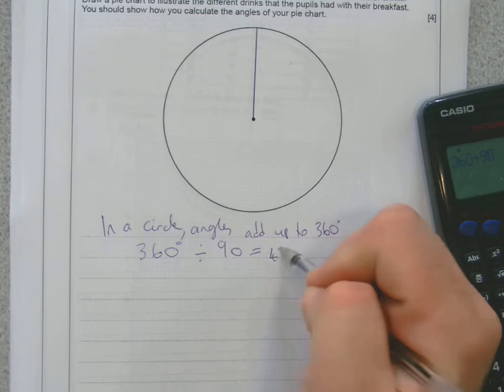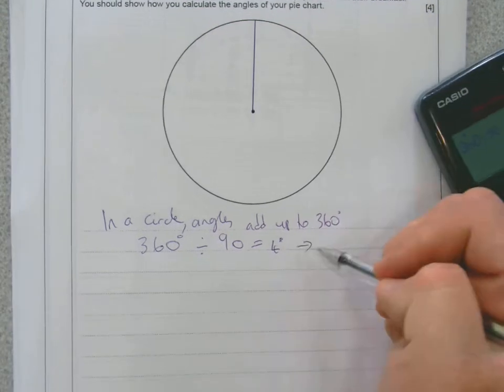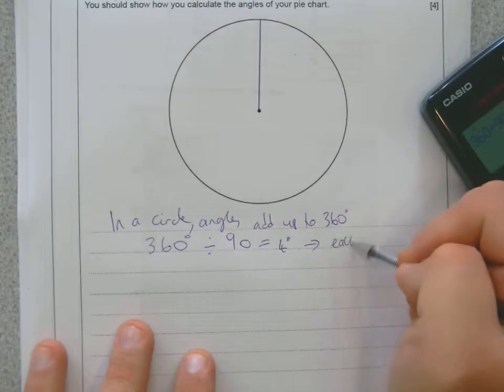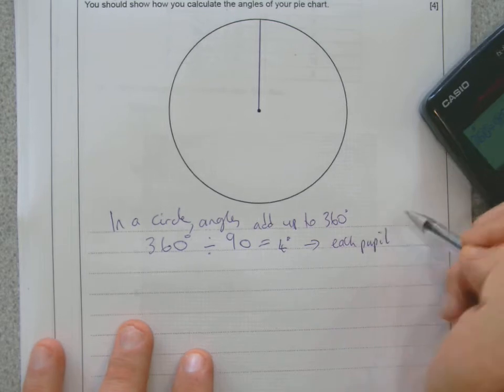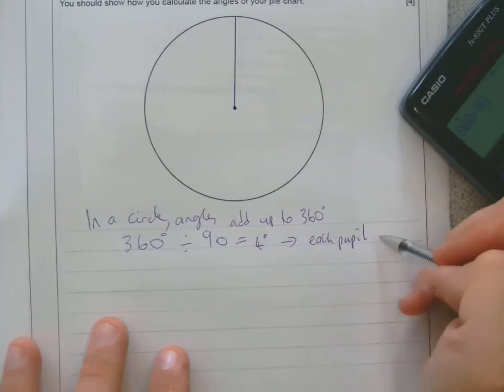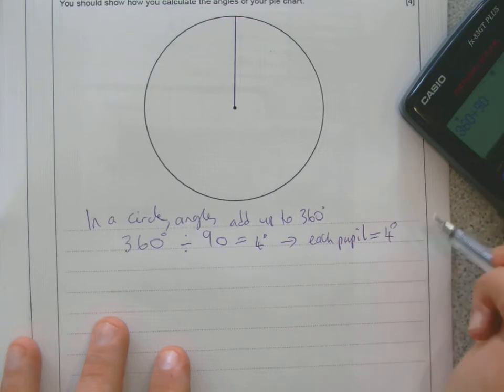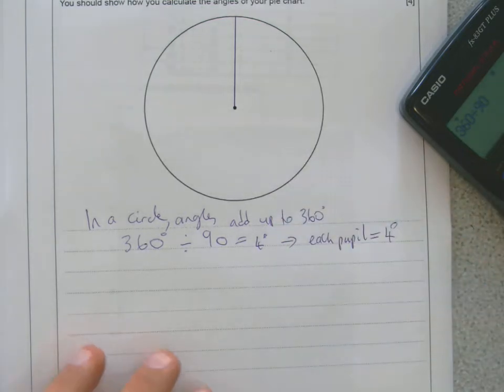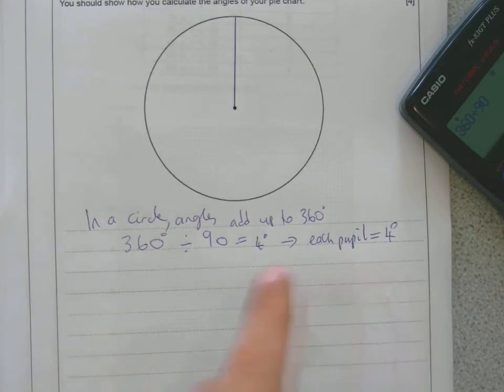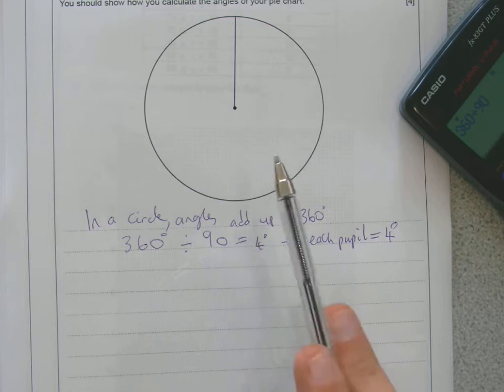So what that is saying is each pupil is represented by 4 degrees. Each pupil, if you like, is equal to 4 degrees in terms of the circle here. Because there's 90 pupils, each of them is worth 4 degrees, and that will make up your 360 degrees. So all I've done so far is the full circle, 360 degrees, divided by how many pupils there are, 90, and you get 4 degrees for each pupil.